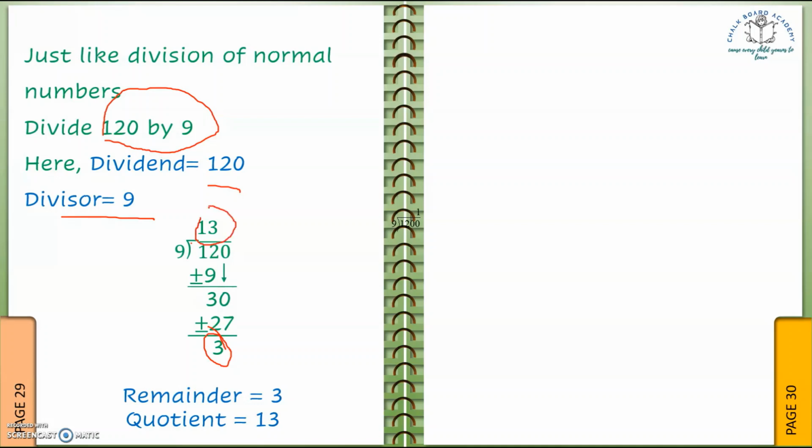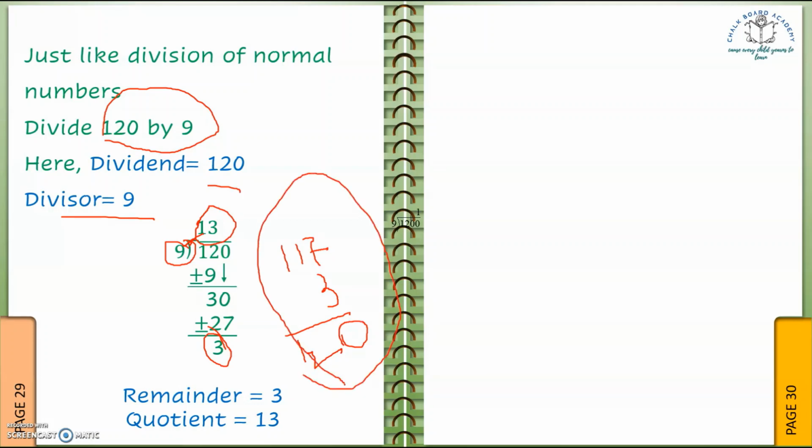Now if you want the dividend again, what we can do is multiply this 13 by this 9. 13 into 9, that is 117, and the remainder is added, which is equal to 3. So we get the answer as 120, which is equal to the dividend. So the same way we used to do it with numbers, we are going to do it in polynomials.